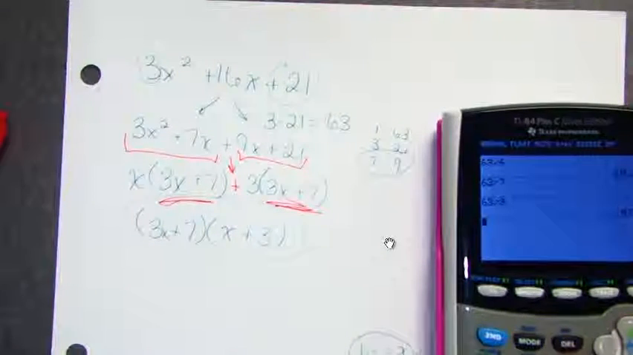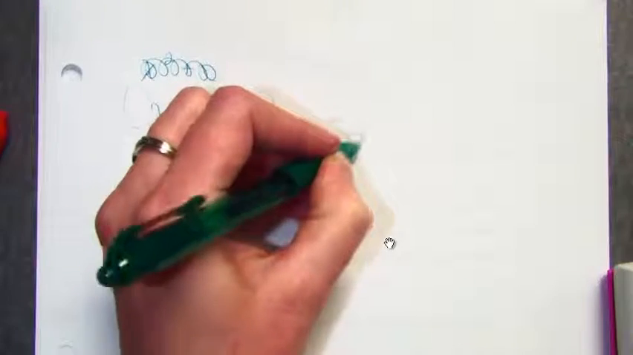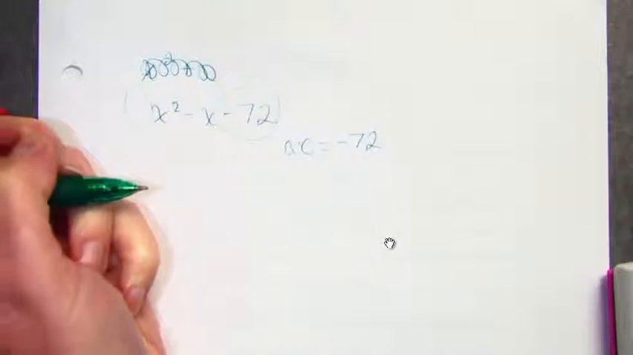Don't let negatives trip you up. Negative numbers we're going to handle in exactly the same way. So even if I have something like x squared minus x, wrote the wrong thing there, sorry about that. Even if I have something like x squared minus x minus 72, I'm going to follow the same pattern. Again, my brother and I gang up on my sister. A times c equals negative 72.